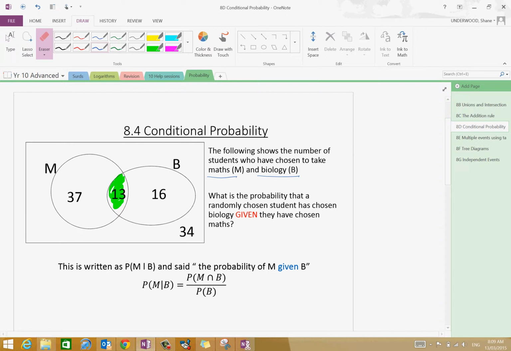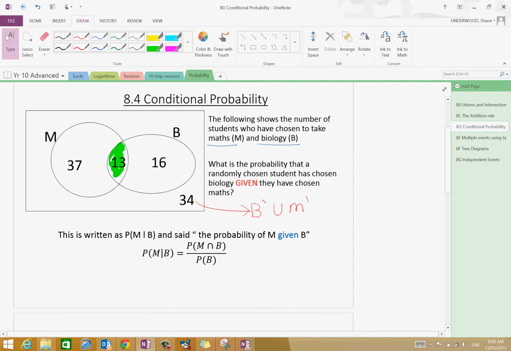We've got not B and not M. Well, that is equal to 34 students. Now, that's the number of students. We tend to ask for probabilities.